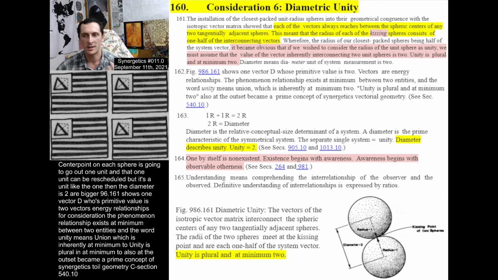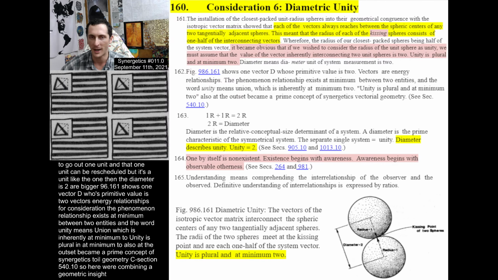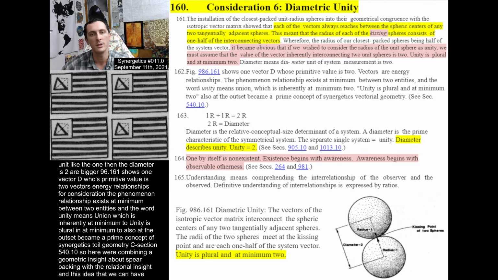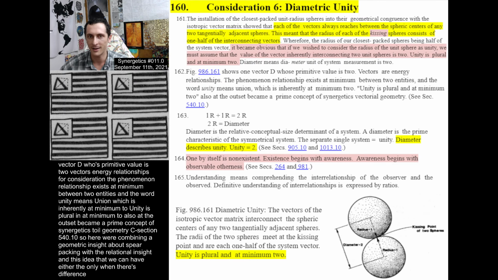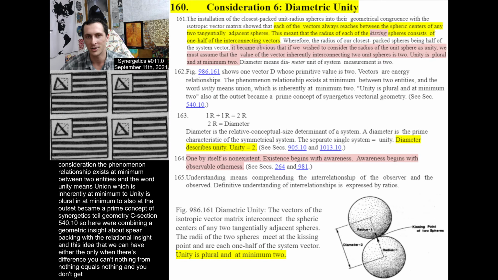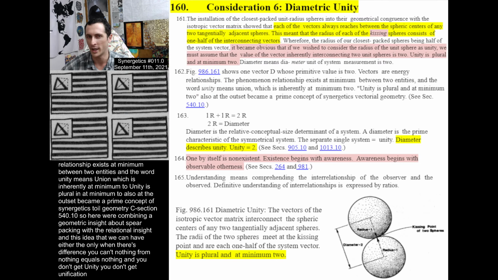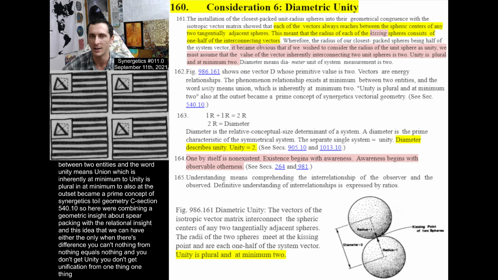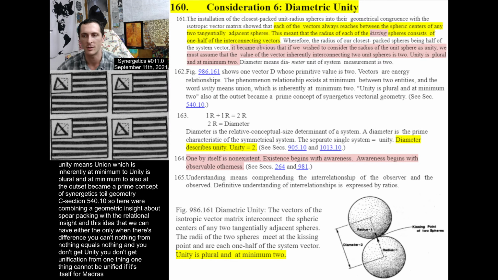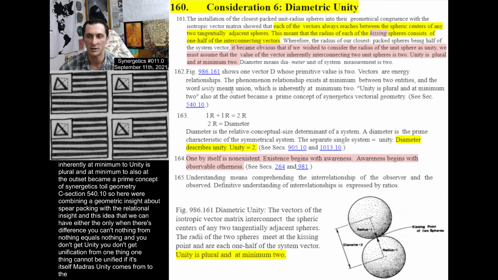So here we're combining a geometric insight about sphere packing with the relational insight and this idea that we can have unity only when there's difference. Nothing from nothing equals nothing. You don't get unification from one thing. One thing cannot be unified if it's itself homogeneous. Unity comes from two things that are unified, or more.